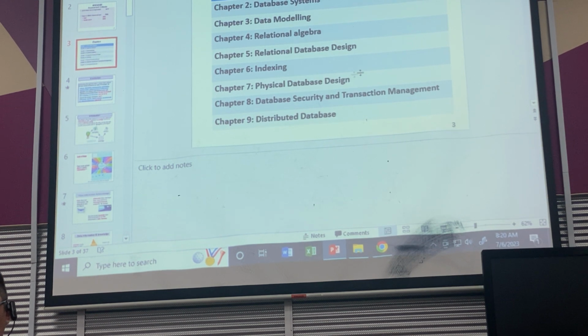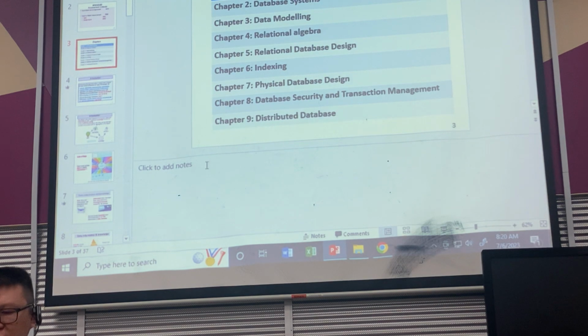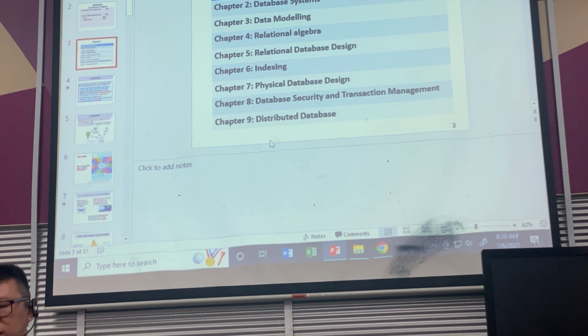Okay, so chapters 5 to 9, all are practical questions. Most of them are practical questions. Only the first 3 chapters are theory.